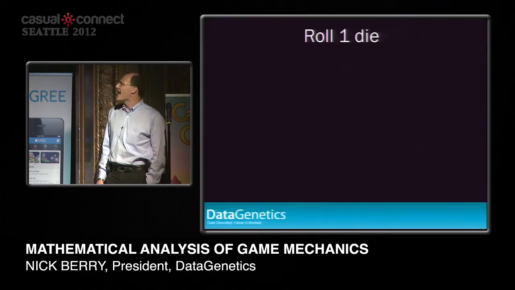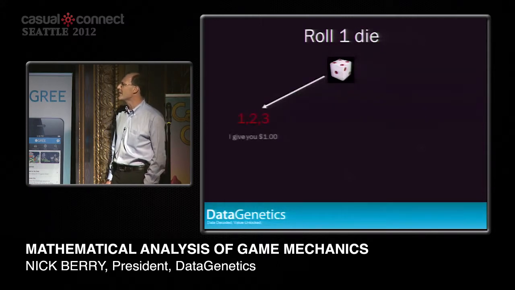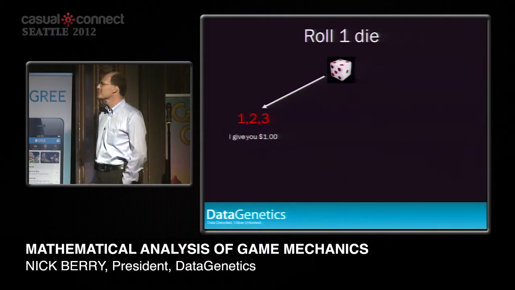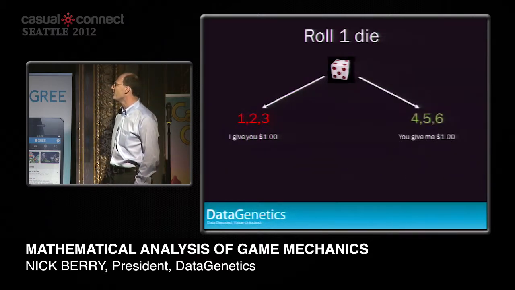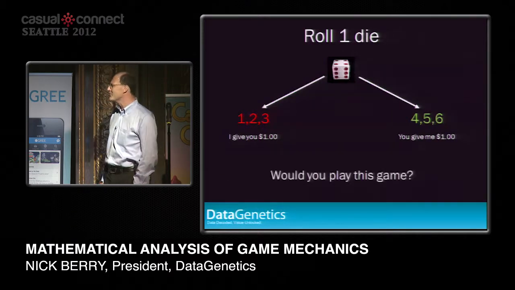Let's invent a game. Let's say that I roll one die, and if it turns out to be a 1, 2, or 3, I give you $1. If it turns out to be a 4, 5, or 6, you give me $1. The question I'm going to ask you is a rhetorical one: would you play this game?